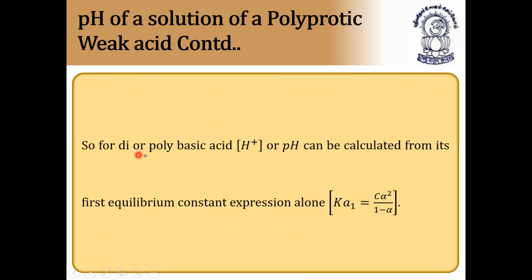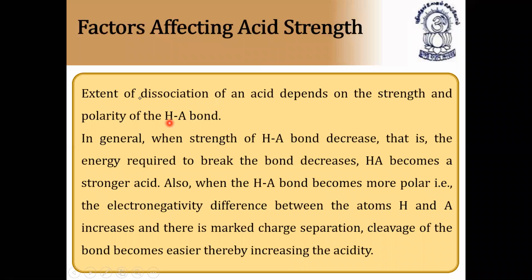So for a di or polyprotic acid, H plus or pH can be calculated by using this formula. Very, very important. Use this formula for calculation of the first ionization constant alone. Take it as Ka1 is equal to C alpha square by 1 minus alpha. But in the numericals, we will substitute differently. That also I'll show you now.